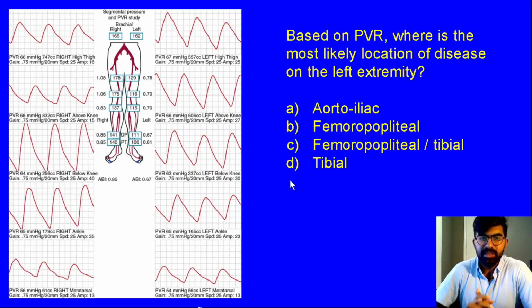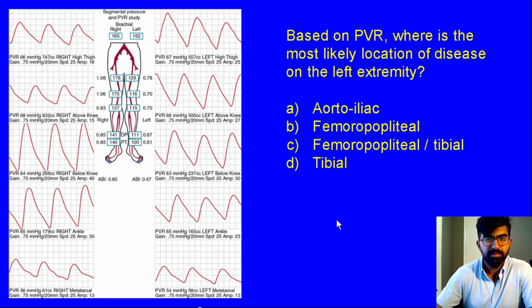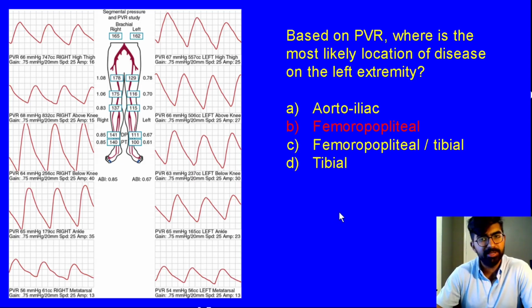All right, based on this PVR, where is the most likely location of disease on the left lower extremity? So look at this carefully. Is it an aortoiliac lesion? Is it a femoral popliteal lesion? Is it a femoral popliteal tibial lesion or a tibial lesion? This goes back to things we talked about. And for those people that pick femoral popliteal, you're correct.